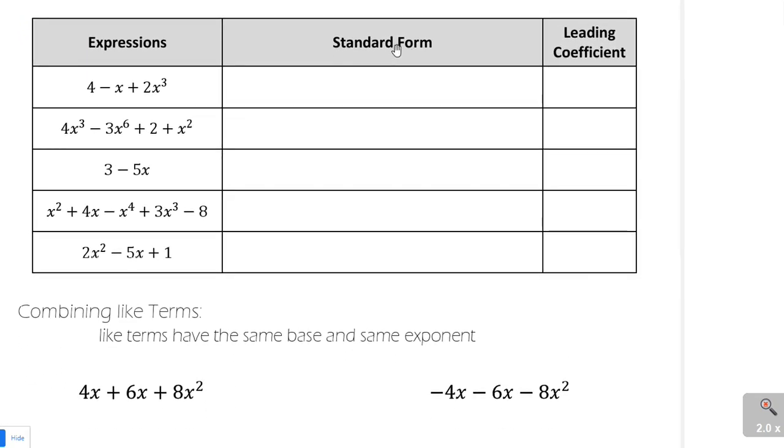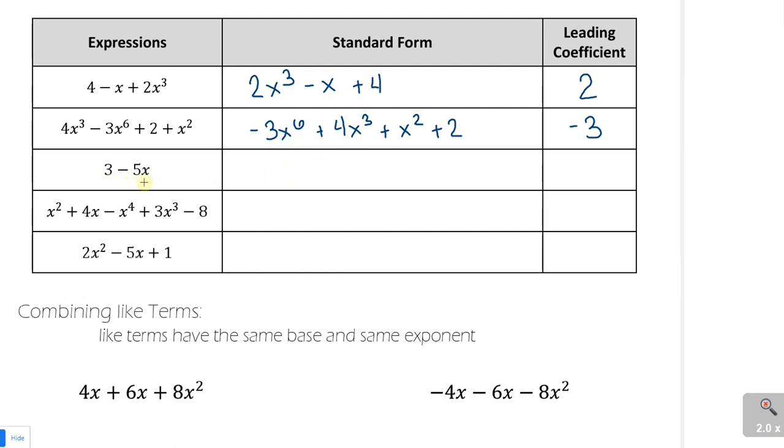Okay, let's look at some examples. We have some expressions and we need to write in standard form. So, highest exponent comes first. So we have 2x to the 3rd. Then we have minus x plus 4. Our leading coefficient after it's in standard form is the first term, so it's 2. The next one, largest exponent, negative 3x to the 6th. Then we have plus 4x to the 3rd plus x squared plus 2. Leading coefficient is negative 3.